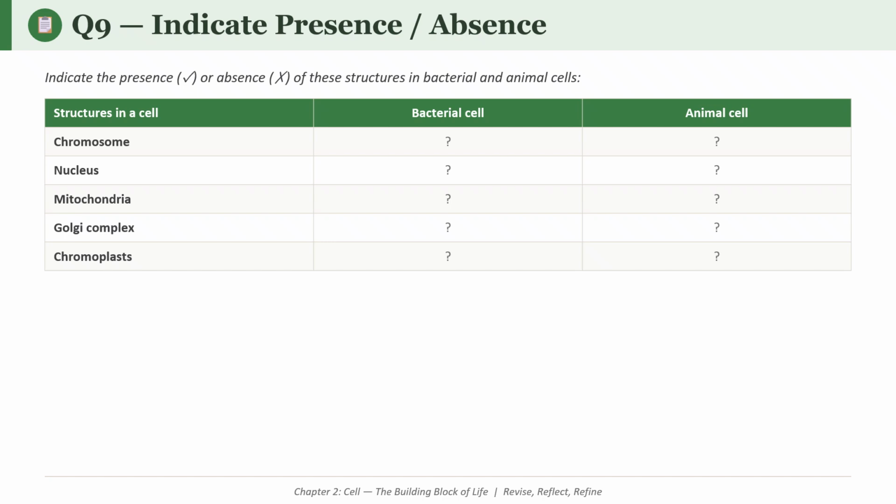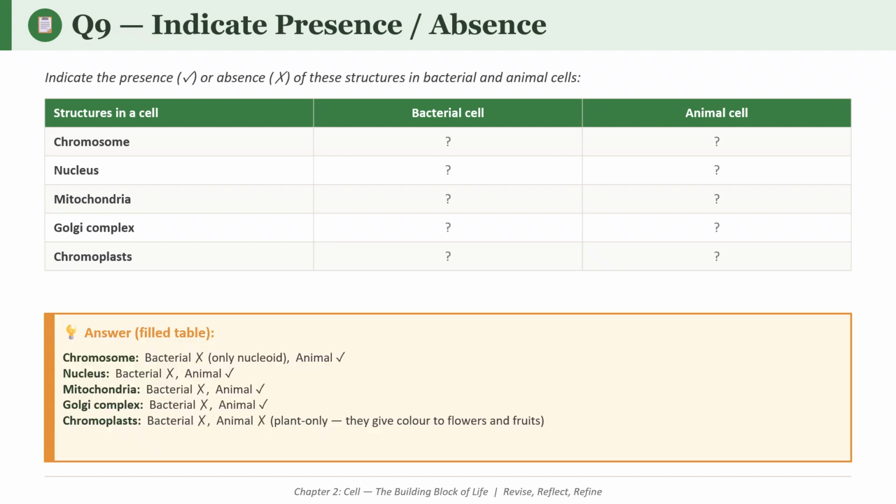Here we are going to indicate the presence and absence. So indicate the presence or absence of these structures in bacterial as well as the animal cell. So let us see the answer for this one. When we talk about the chromosome, only nucleoid is present in a bacterial cell. So in animal cell we have chromosomes.